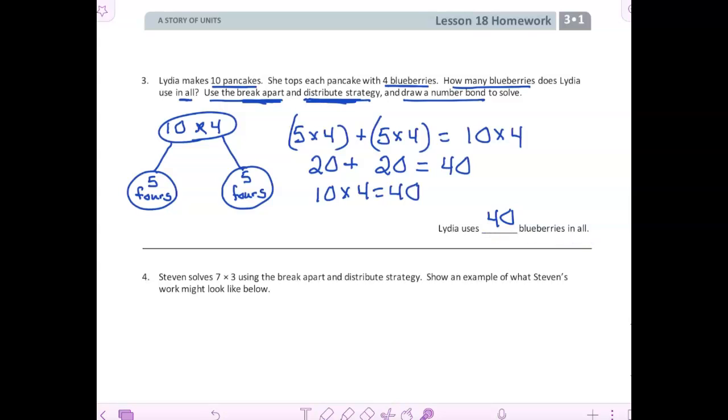If you need to pause the video to copy this down, please do. And your work should look exactly like mine. So this is what the first line should look like. This is what the second line should look like, and what the third line should look like. If you turn your work in and it does not look like that, I will send it back to you.